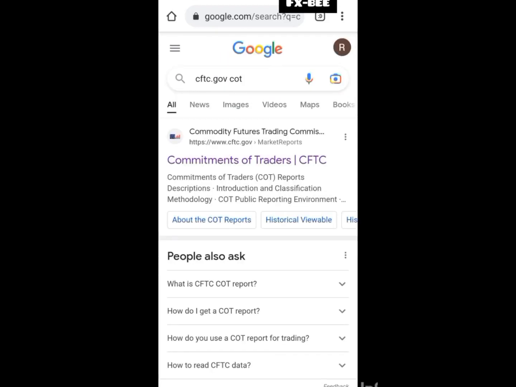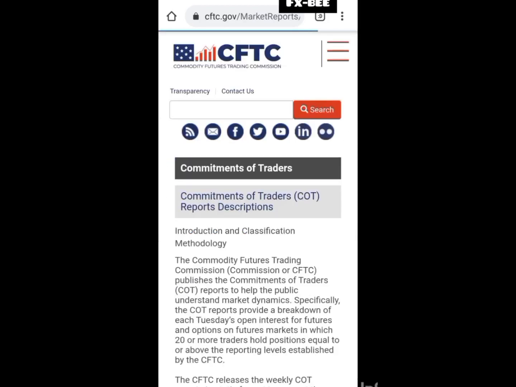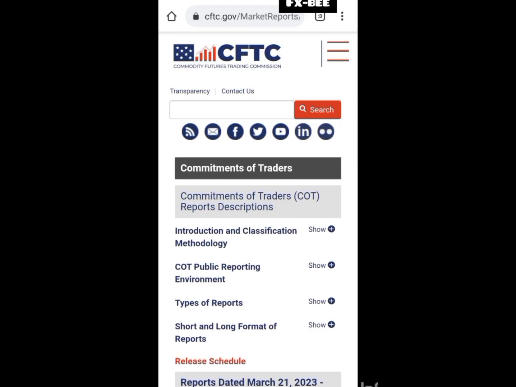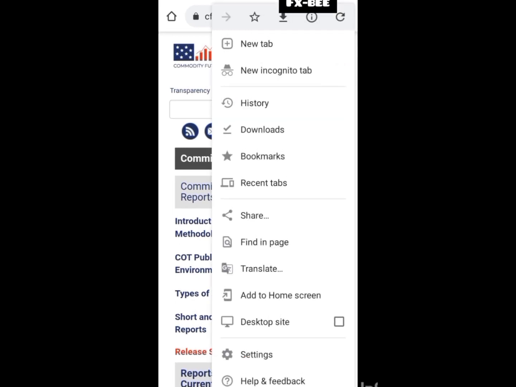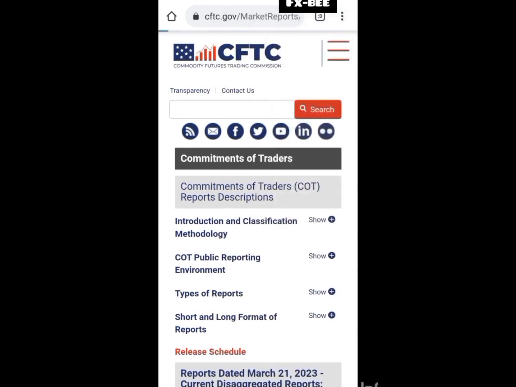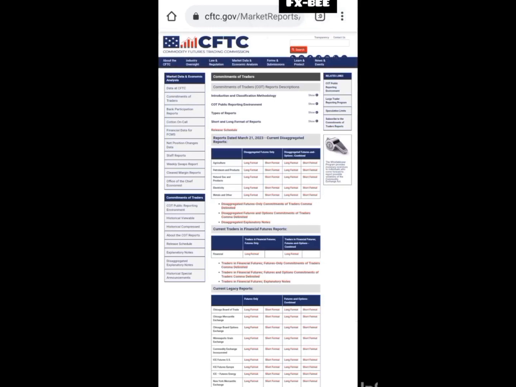What you have to do is click on Commitment of Traders. Now when it opens, if you are using your cell phone, like I'm actually doing here, you could also use your PC. Either is acceptable. If you're using your cell phone, I would need you to put it in desktop site. Just click on this, and it's going to be in desktop mode.